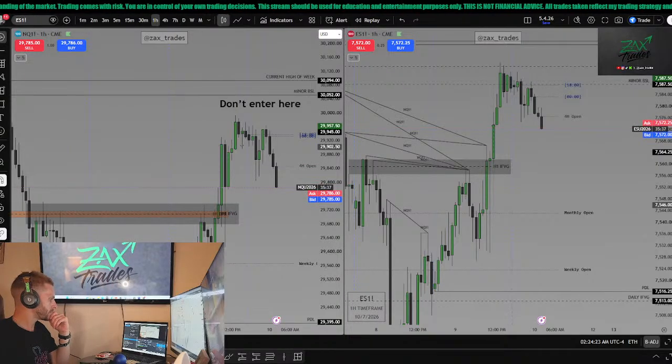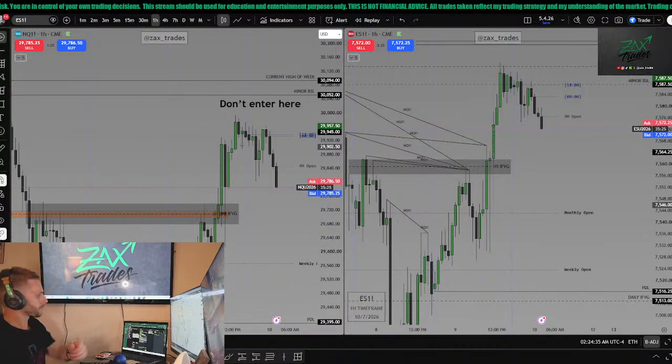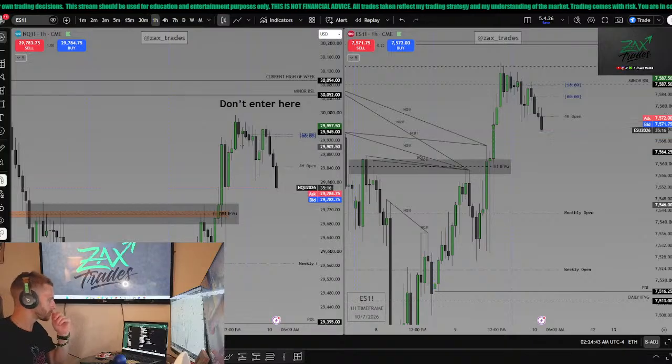Everybody that's in here so far, we got, let's see, one, two. Is everyone trading NQ and ES, or are you guys looking for other assets?